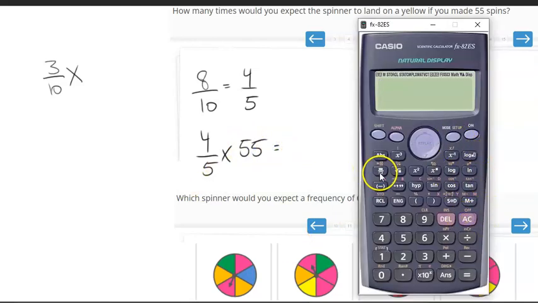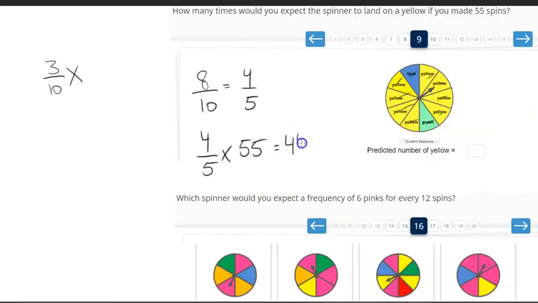So on a calculator, get your fraction 4 over 5 multiplied by 55, and this is the answer to 44. It was 44. I just got excited there and pressed the random button times 55. Let's try that again. Here we go. So we're expecting it to pop up 44 times. And that makes sense because there's quite a lot of yellows on there. So in this case, it'll be 44.